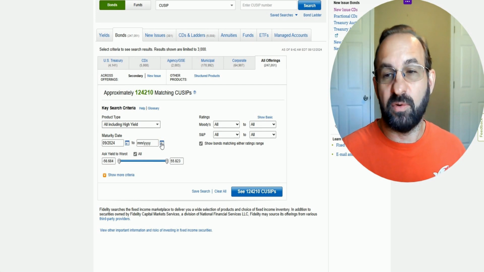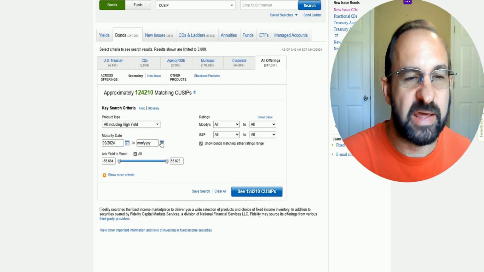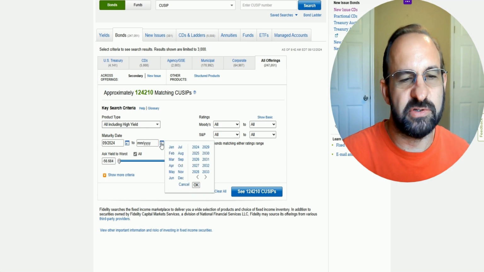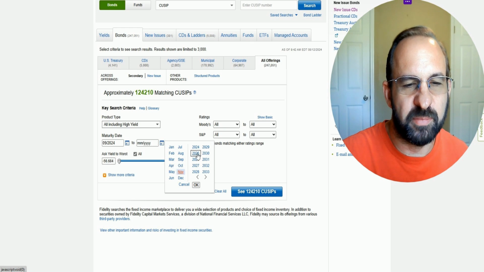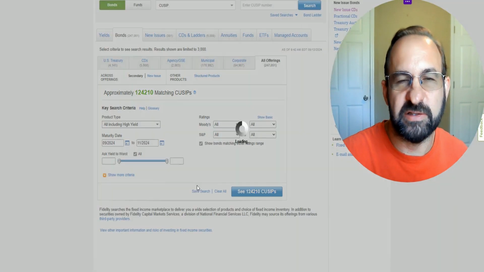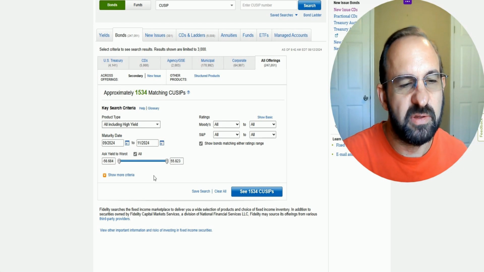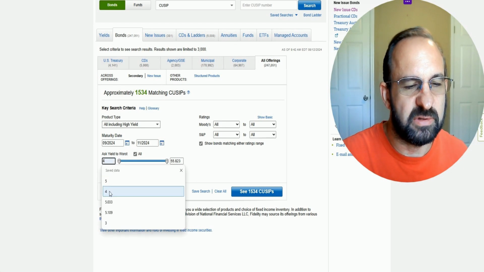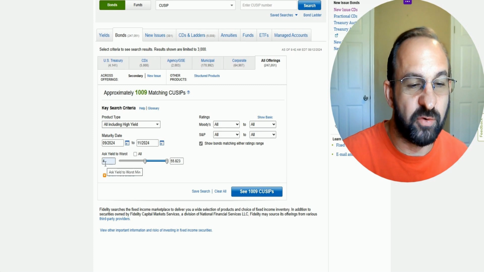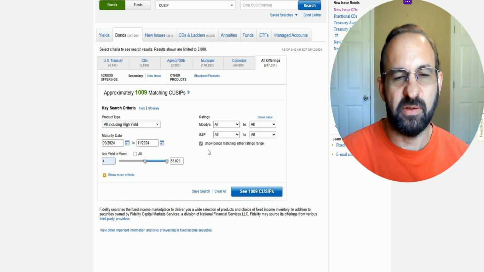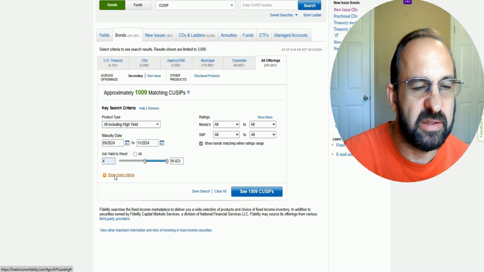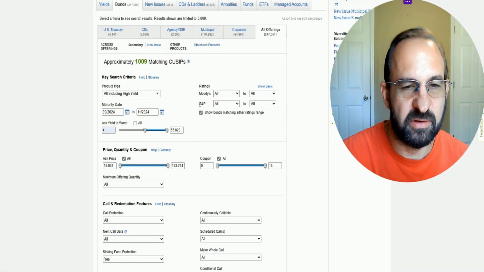Again, I don't want my stuff for long term. If you like laddering, then you can use this too to set the dates you want. Let's say I don't want to hold it past November, because of the way I see the market right now, just in case. Yield, I want it to be at least 4%. Here's your credit ratings you can click on if you like. I'm going to leave them alone for now, and I'll look at those in a minute.